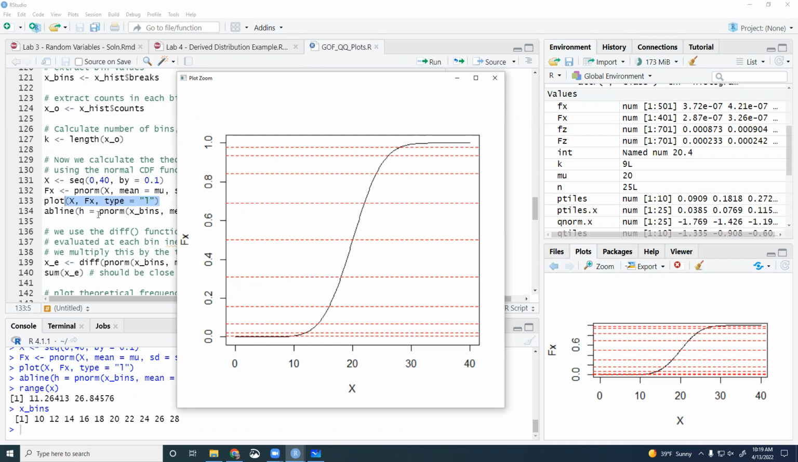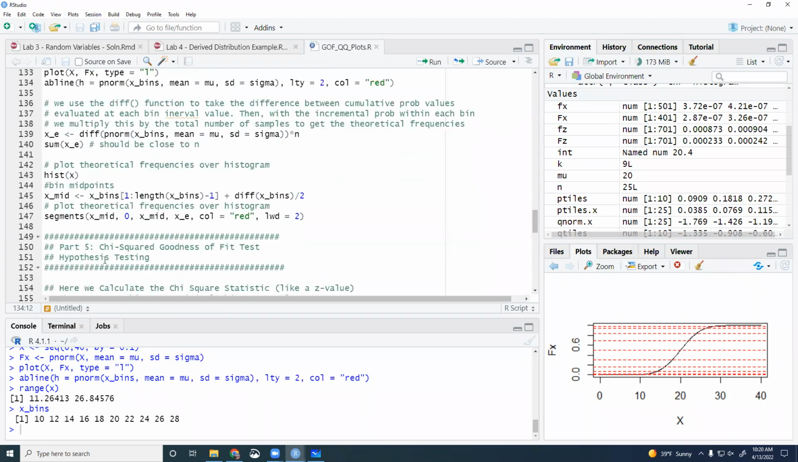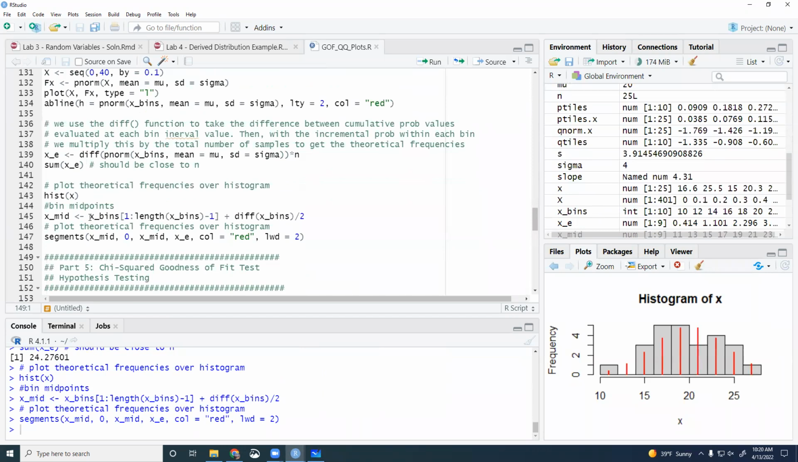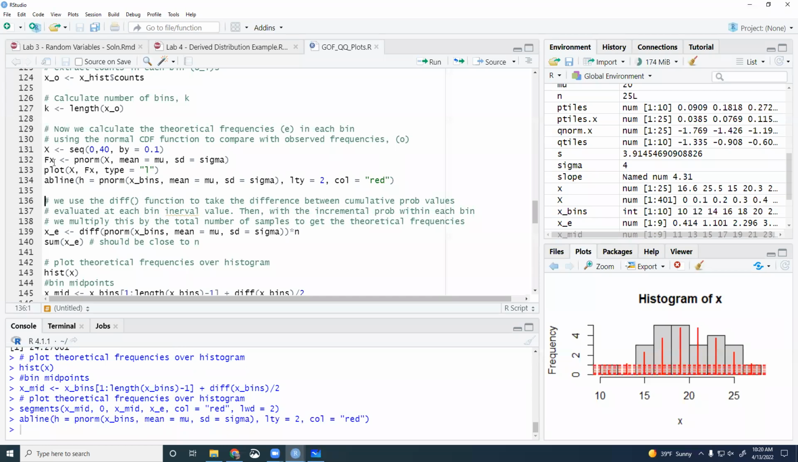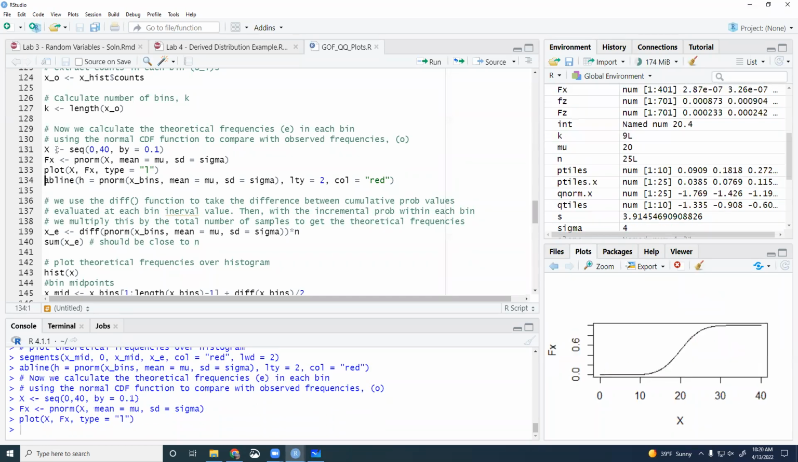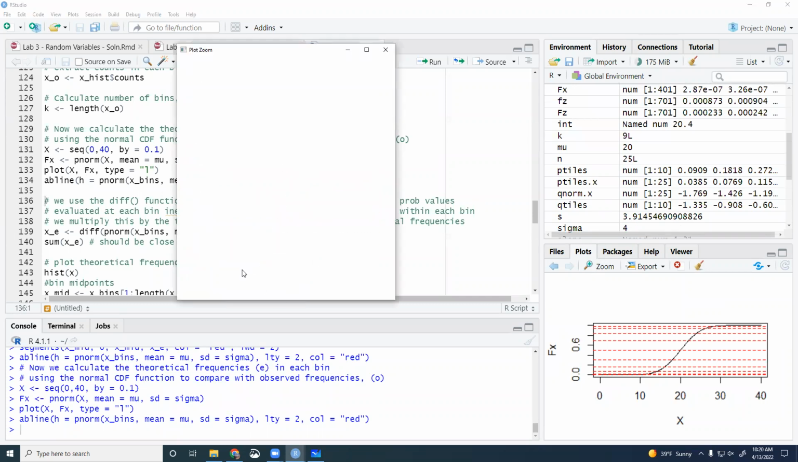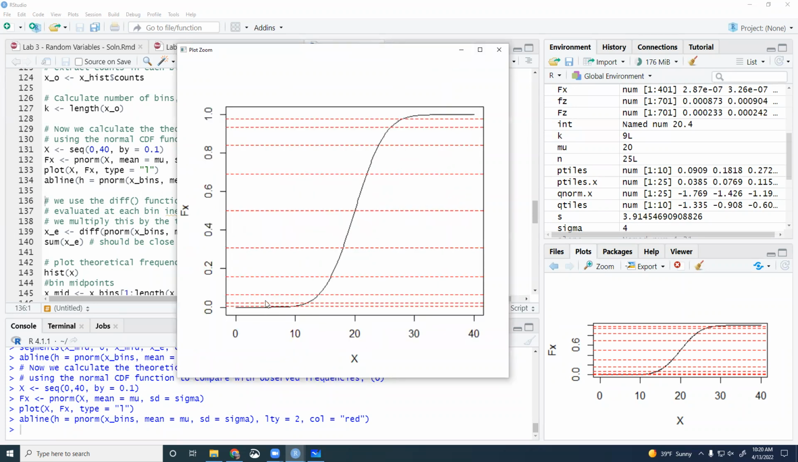And so these red lines, actually, let me just go through this and see if we get a better visual, and then we'll come back to it. Okay. So what we're doing here is we're saying for each of those histogram bin values, what is the cumulative probability?